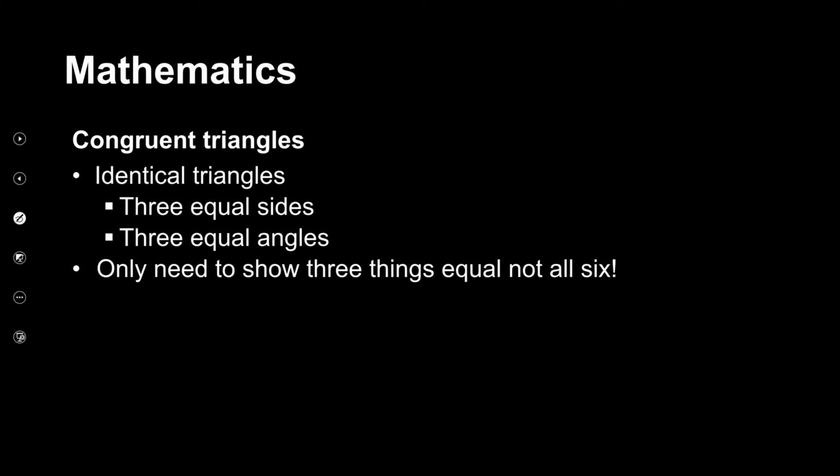Now, with congruent triangles, remember I spoke about we can use the properties to talk about whether they are identical or not, right? If they are identical, it means the three equal sides need to be seen, and also the three equal angles need to be seen. But you don't need to prove both equal sides and equal angles. You can choose to show three things equal, not all six. So you don't need to show all of them to be equal to each other.